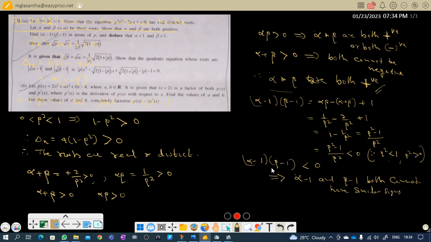That means if alpha minus 1 is positive, then the other one should be negative, right? They should have different signs, alpha minus 1 and beta minus 1. One is negative, one is positive. But beta is the bigger value, so beta is greater than alpha. Now you are given that beta is greater than alpha, then beta minus 1 is the bigger value. That should be greater than 0. Therefore, the other value, alpha minus 1, is less than 0.